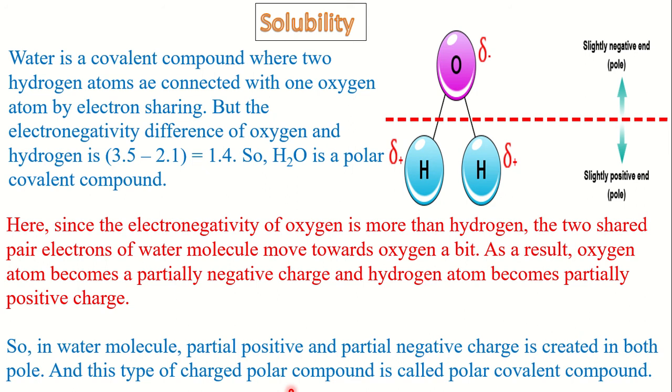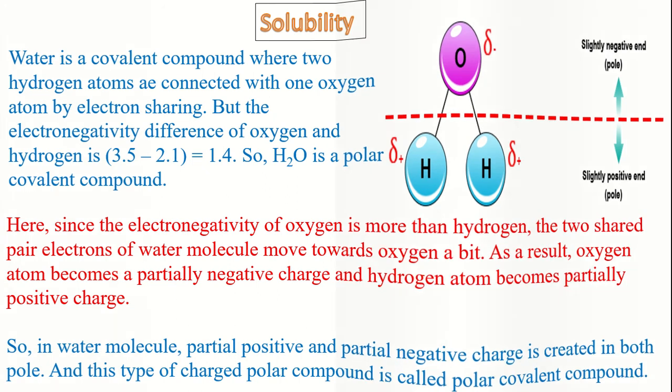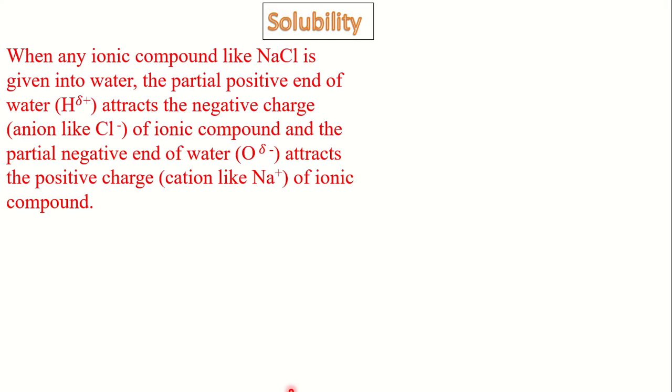So ionic compounds are polar, but some covalent compounds where the electronegativity difference of bonded atoms is more, for them partially positive charge and partially negative charge arise on both sides of these compounds. So these compounds are called polar covalent compounds. Now, why are ionic compounds dissolved in polar solvents, or we can say why are polar compounds dissolved in polar solvents?